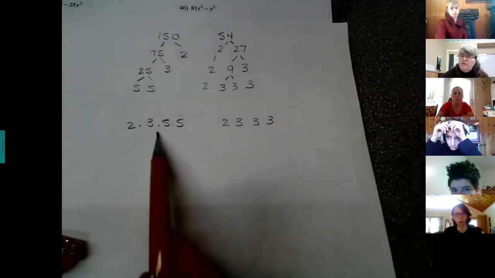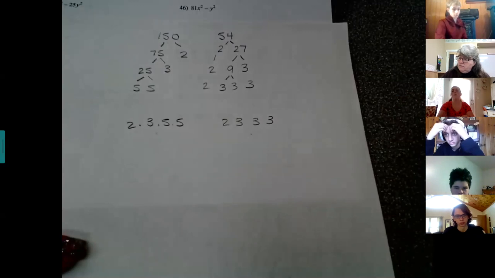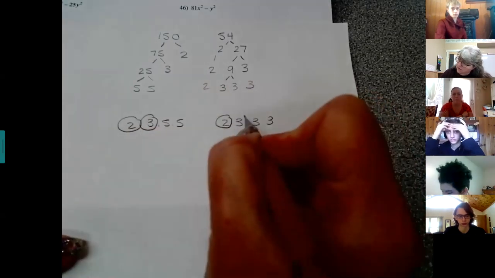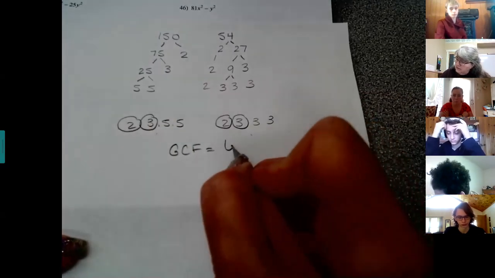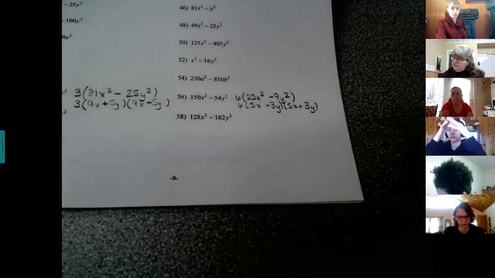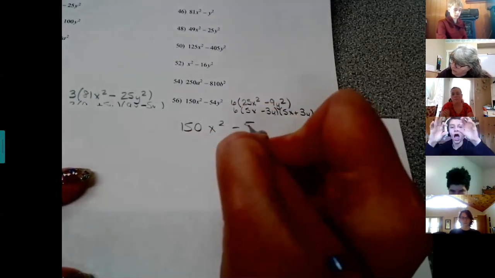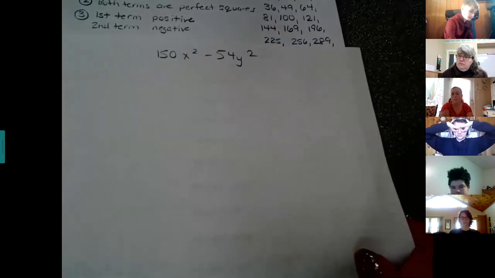So this side is 150. This side is 54. Y'all with me? What do you see that these two have in common? They have a 2 and they have a 3. So the GCF is 2 times 3, which is 6. Okay, so that's what I'm going to do first, Grayson and Logan. Let me copy down the problem again so I can rework it. Yes, they have a 6, both of them do.